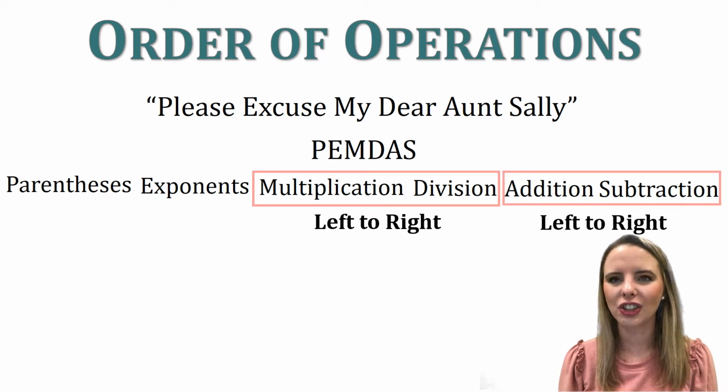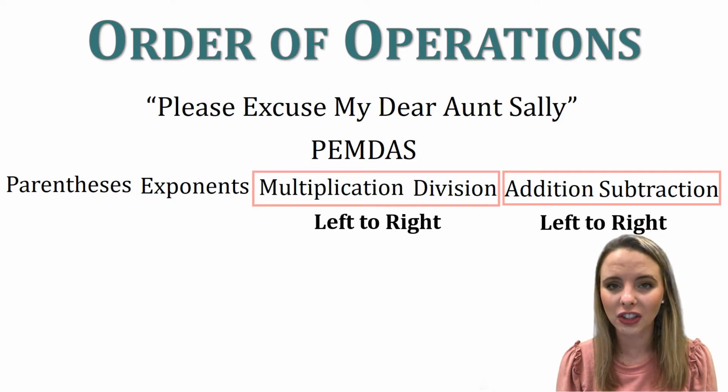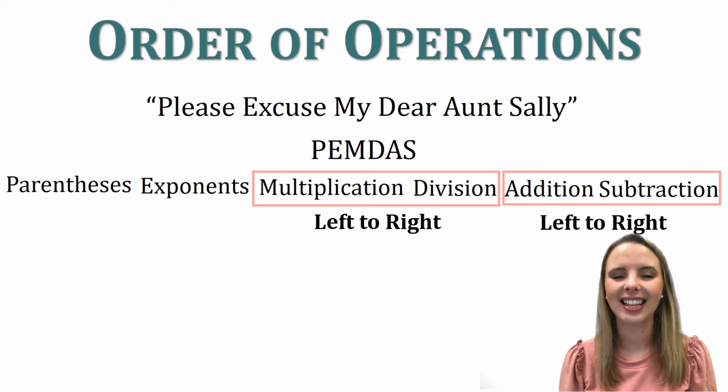Addition and subtraction are done in the same step from left to right. That is the most important thing that you remember from this slide. Multiplication and division are done in the same step, whichever shows up first. Addition and subtraction, same step, whatever shows up first. So let's look at an example.